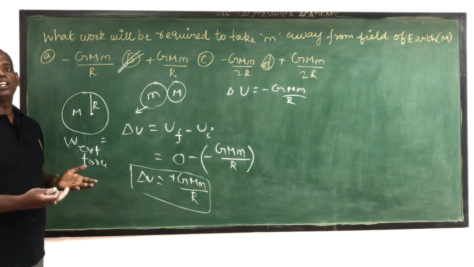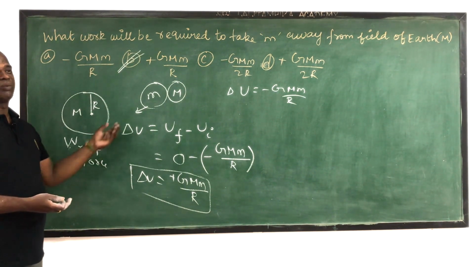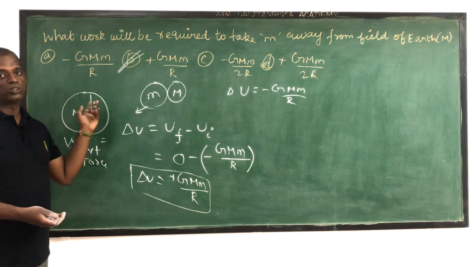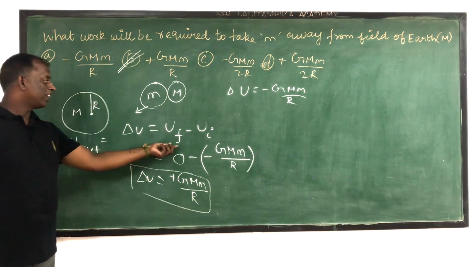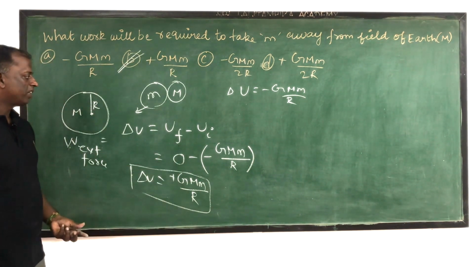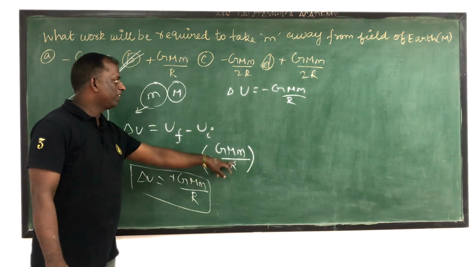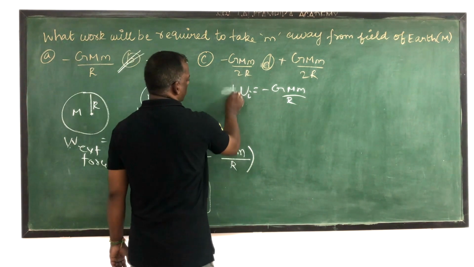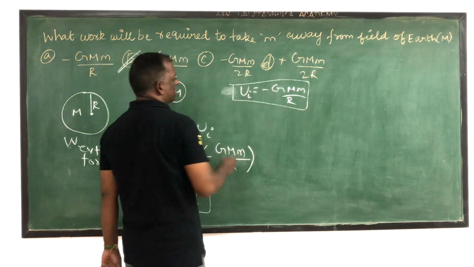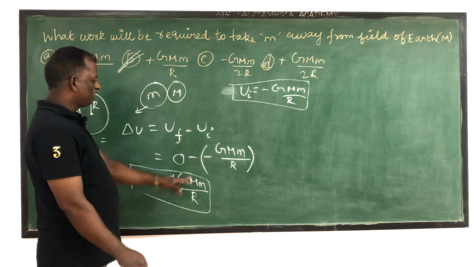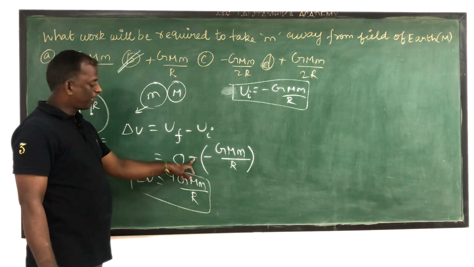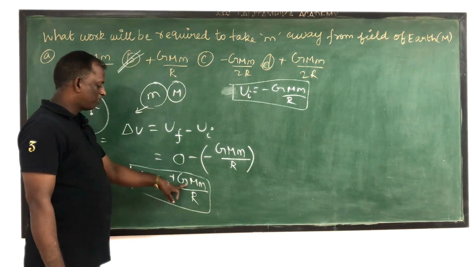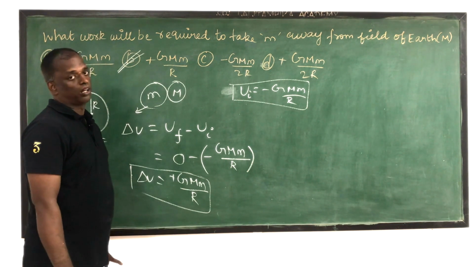So the final work is nothing. The work done by the external force is from infinity, and the final mass, we are putting 0. So initial is equal to minus GMm by r. So this is for U initial. When we substitute in the formula, minus into minus becomes plus. So plus G capital M small m by r comes.